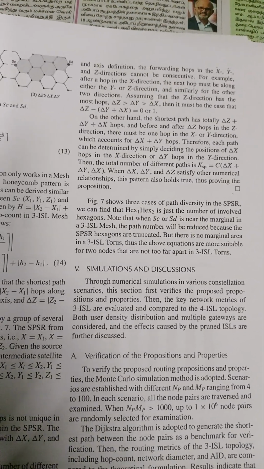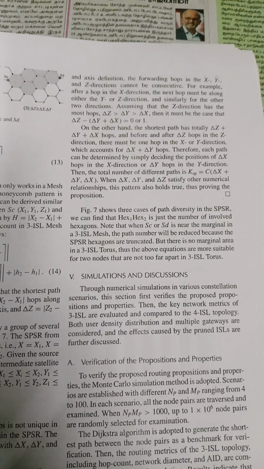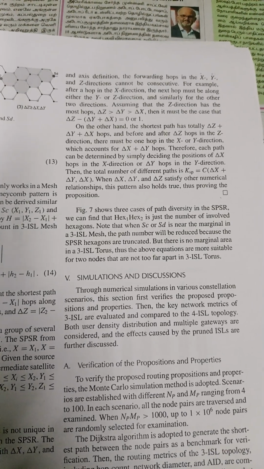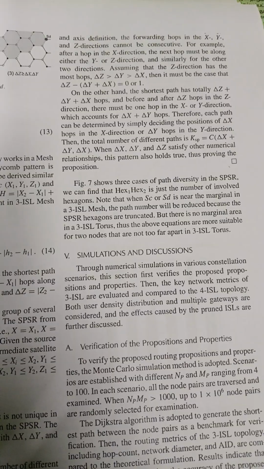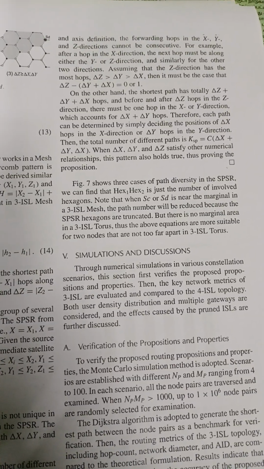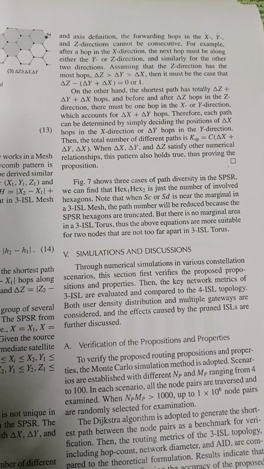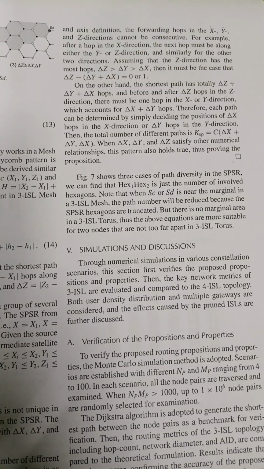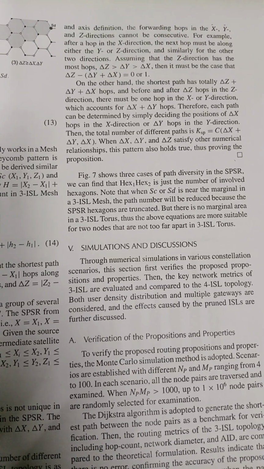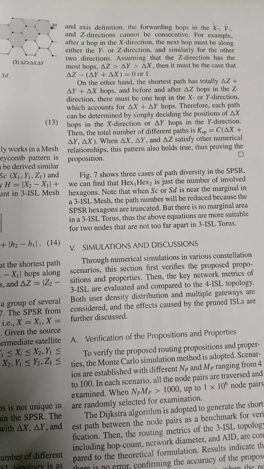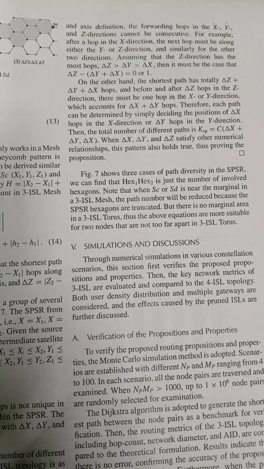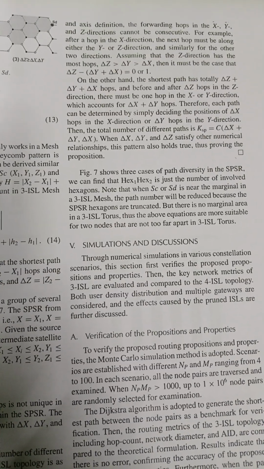The forwarding hops cannot be consecutive. For example, after a hop in the x direction, the next hop must be along either the y or z direction, and similarly for the other two directions. Assuming that the z direction has the most hops, then it must be the case that del z minus (del y plus del x) equals 0 or 1.